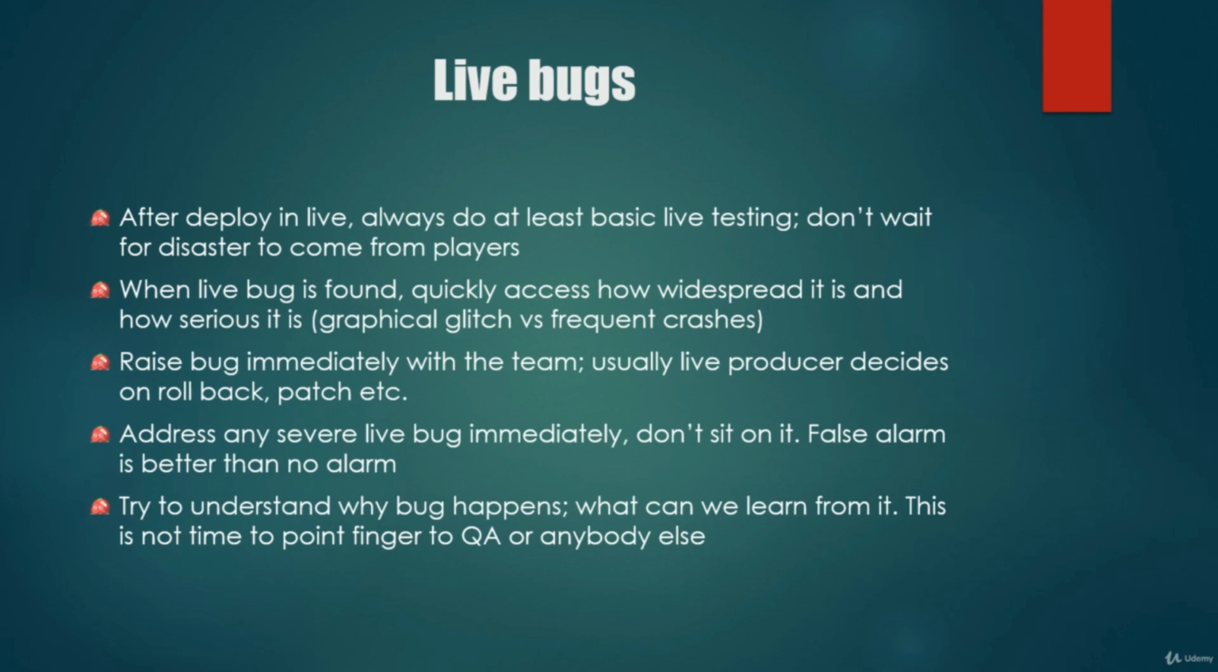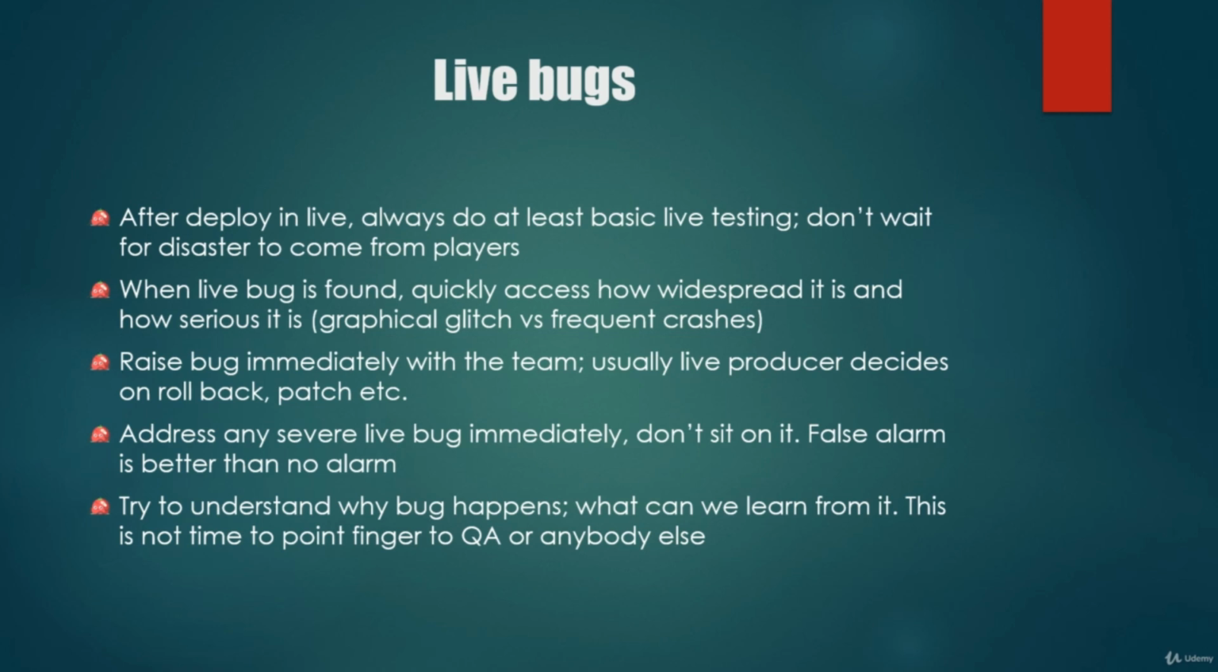Raise that bug immediately with the team. Usually it's the live producer who's going to decide what to do with these live bugs. Should we do some patching? Should we do some hot fixes? Are we doing the rollback of the whole update? So immediately talk to the live producers and say, hey, I found this in a live environment. What should we do?